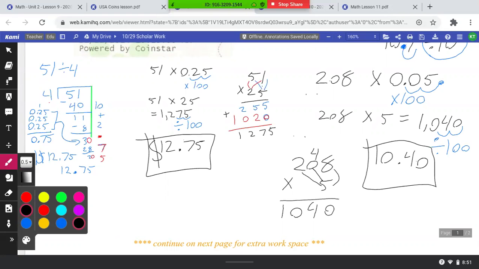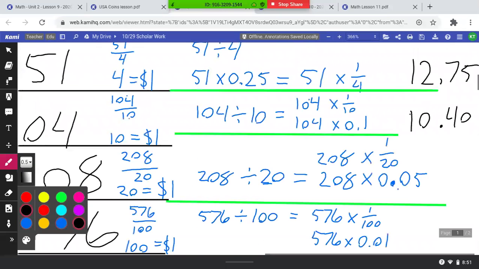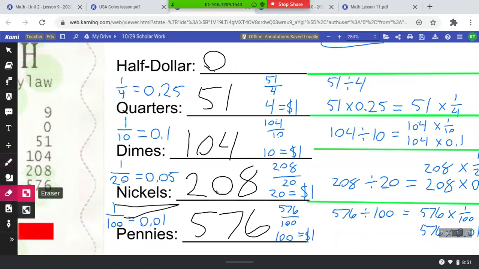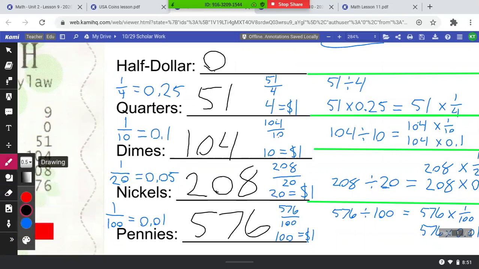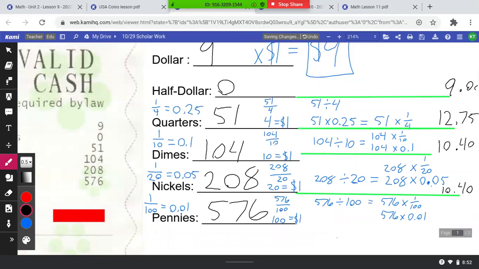I'm not going to lie to y'all. I knew it was going to be 10.40, and let me tell you why. Because look at here. 104 is half of 208 nickels. We have twice as many nickels as we do dimes, but dimes are worth twice as much as nickels. So I knew that they were going to equal out to the same value.